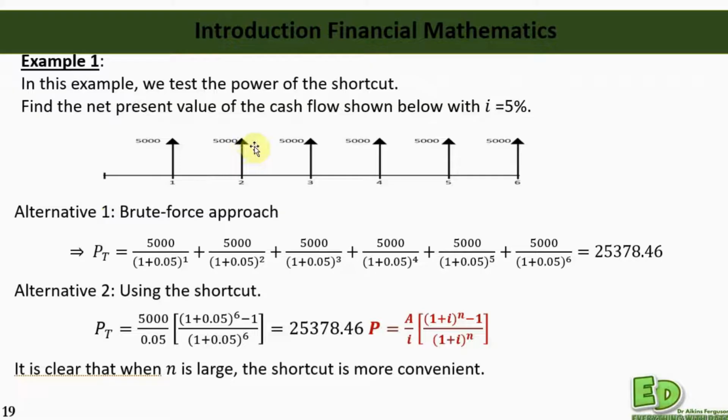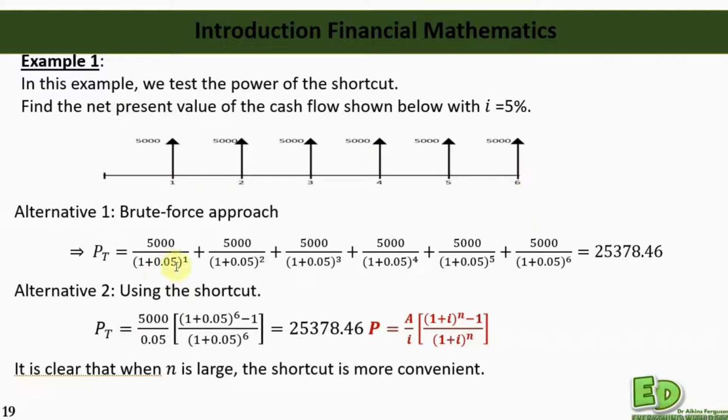Because this amount is uniform, you are receiving 5,000, 5,000 throughout the 6 years. So we can use what we learned earlier, the present value of a single sum. Find that of period 1, where n is 1. Add that of period 2, we move 2 times to get to period 0, n is 2 here. We'll do it for all the 6 years. This is called the brute force approach, finding it one after the other. Then we'll sum them, and that will give us 25,378.46 as our present value or the net present value of that uniform amount.